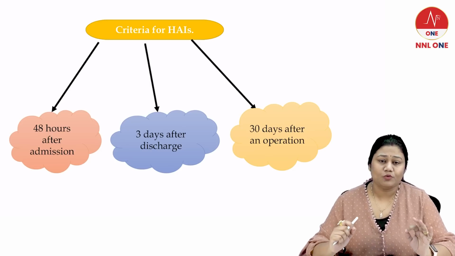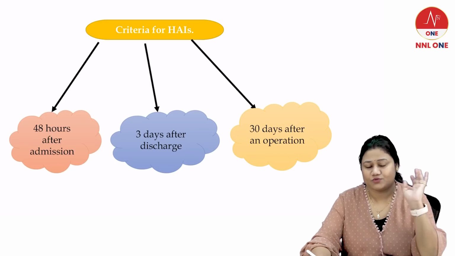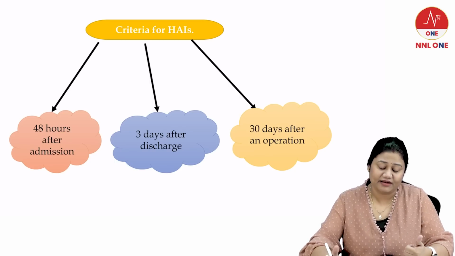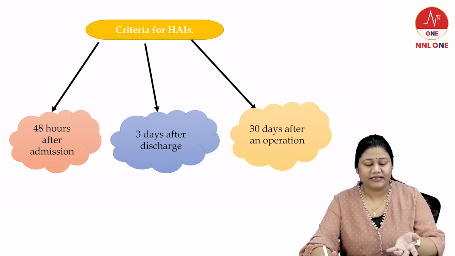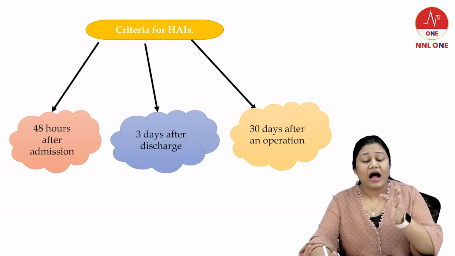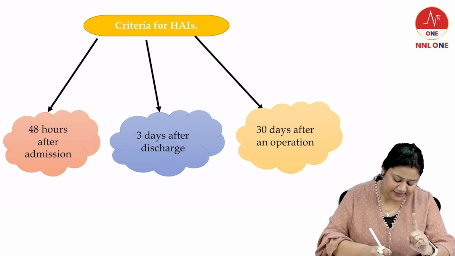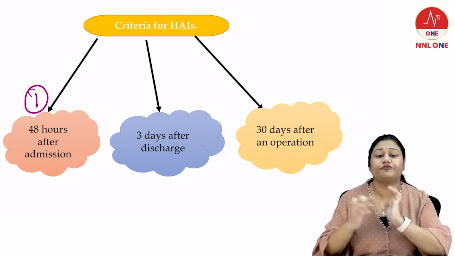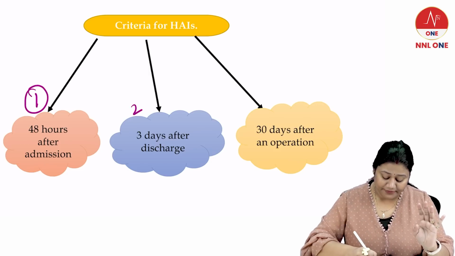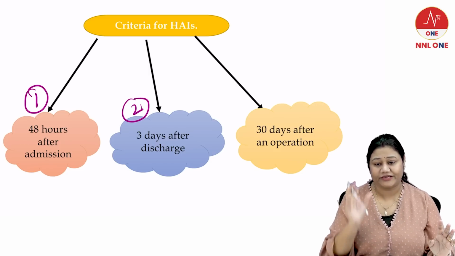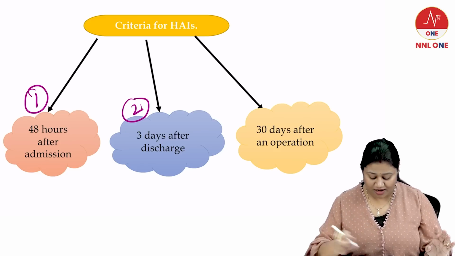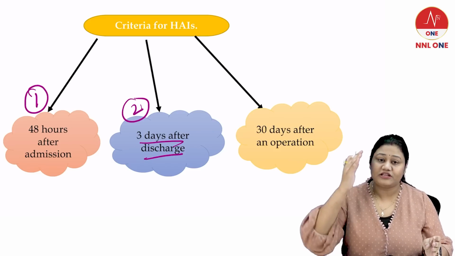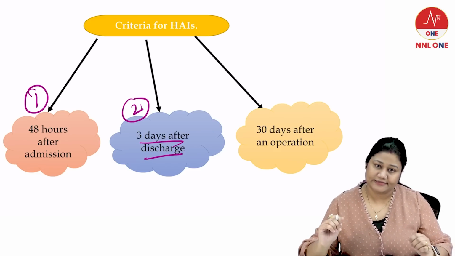So what are the most important criteria for a healthcare associated infection? Number one, the infection should not be present at the time of admission, and you get it after being admitted and receiving treatment in the hospital, appearing after 48 hours of admission. Number two, after discharge, if you develop any sign and symptom of infection within 3 days of discharge, that is also considered healthcare associated infection.